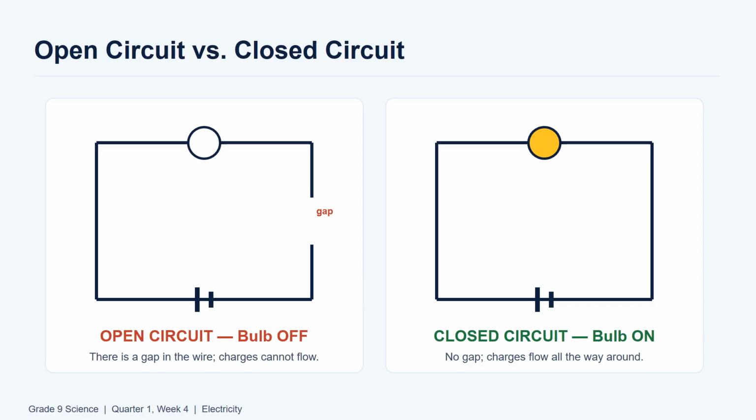Let's compare 2 states a circuit can be in. In an open circuit, there is a gap somewhere in the wire, so charges cannot flow, and the bulb stays off. In a closed circuit, there is no gap at all. Charges can flow all the way around the loop, so the bulb lights up. The key difference is simple. A gap means no current, and a complete loop means current flows freely.